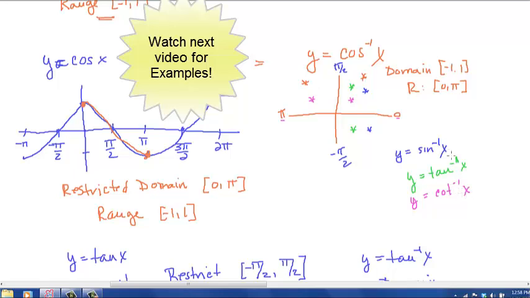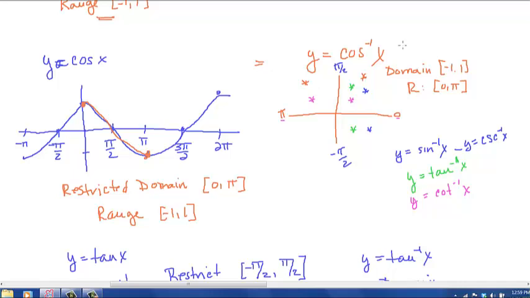Now the reciprocal functions, aside from tangent and cotangent, work differently. Tangent is restricted to quadrants 1 and 4, cotangent to 1 and 2. But now sine and its reciprocal will work the same. So sine and cosecant are restricted to quadrants 1 and 4. And cosine and its reciprocal, secant, are restricted to quadrants 1 and 2.